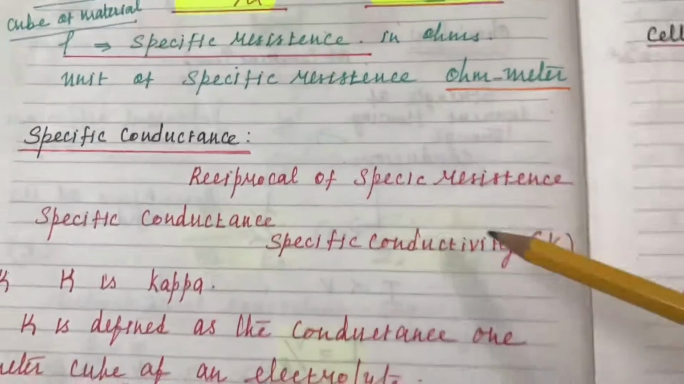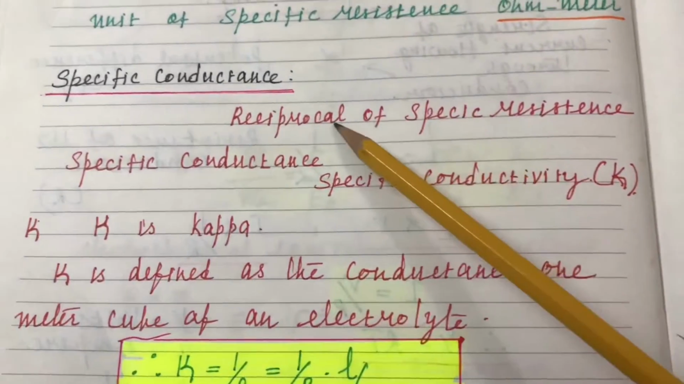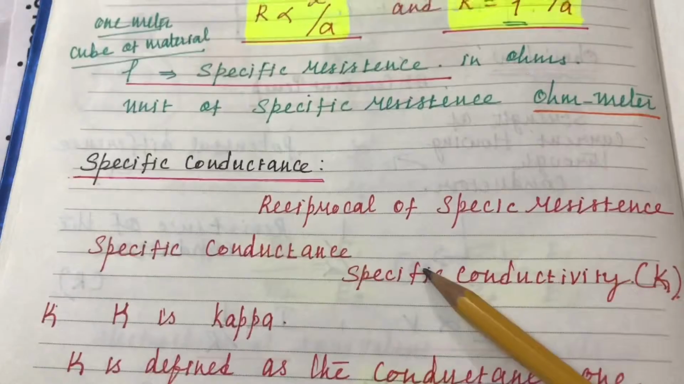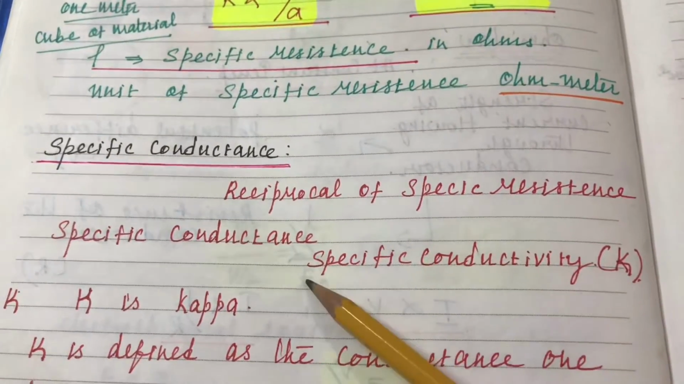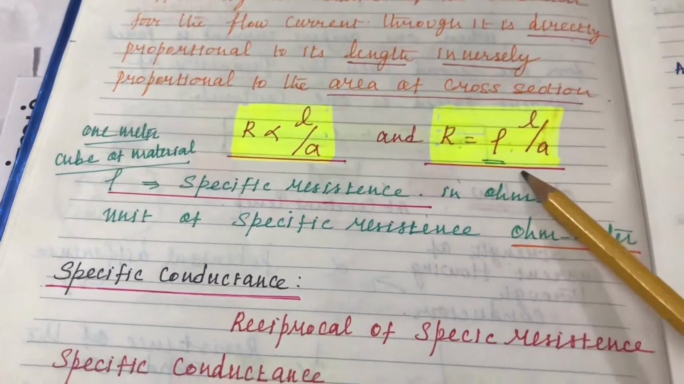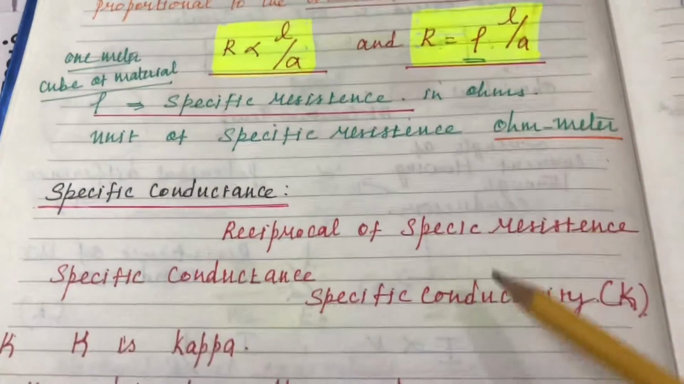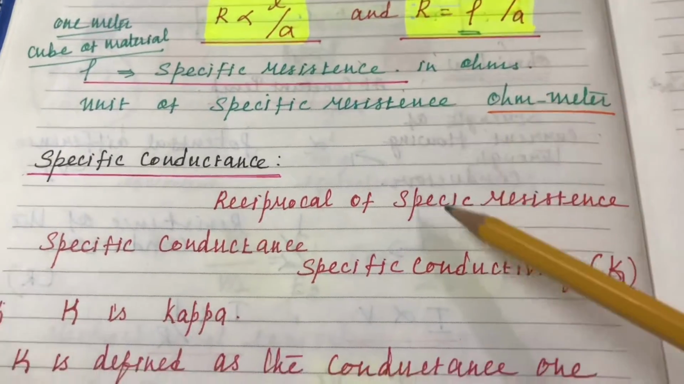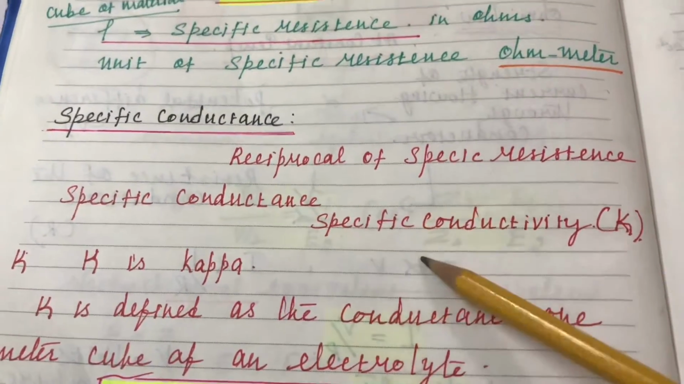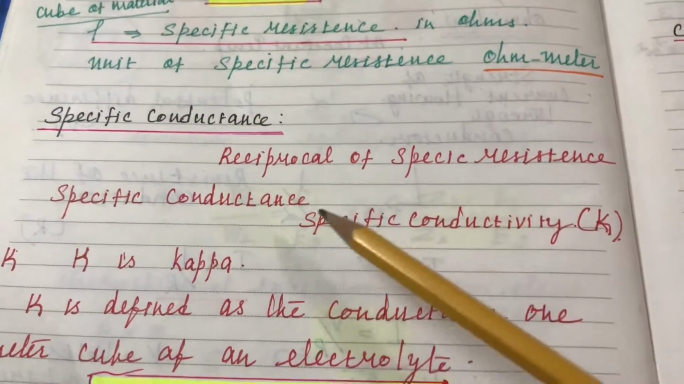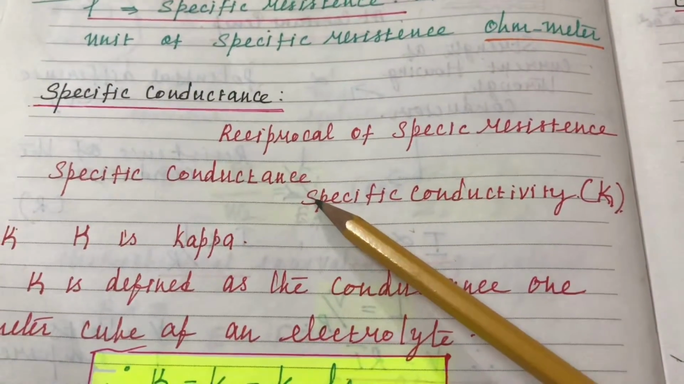Next one is the term called specific conductance. What is specific conductance? The reciprocal of specific resistance is specific conductance. We already saw what is specific resistance. Here, the reciprocal of specific resistance is called specific conductance.